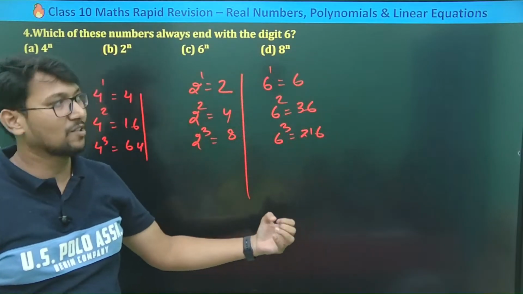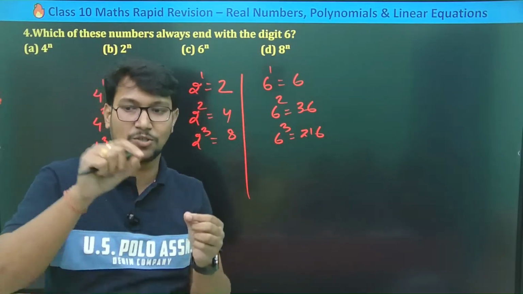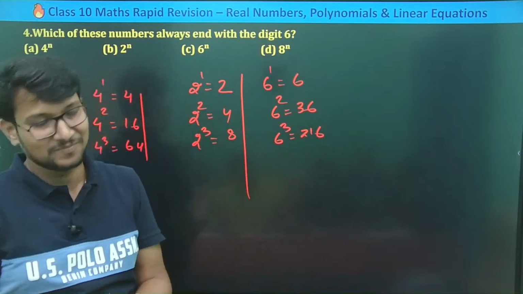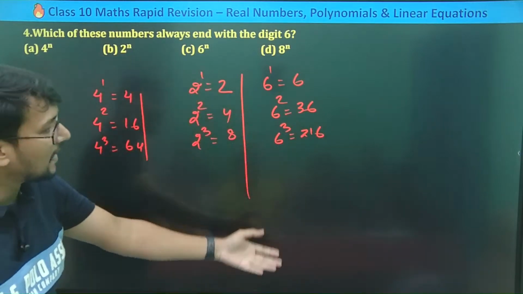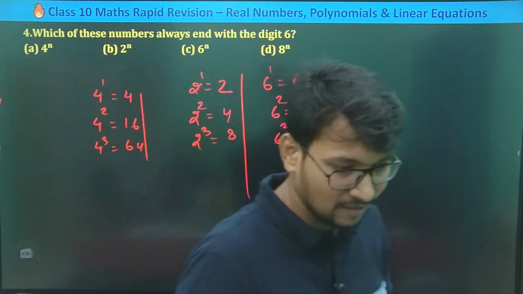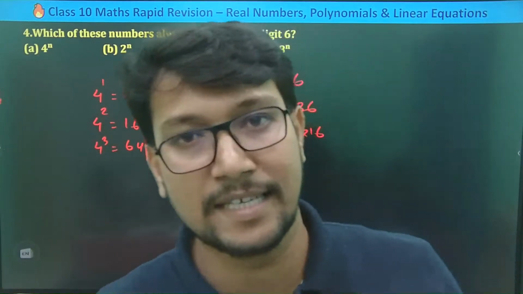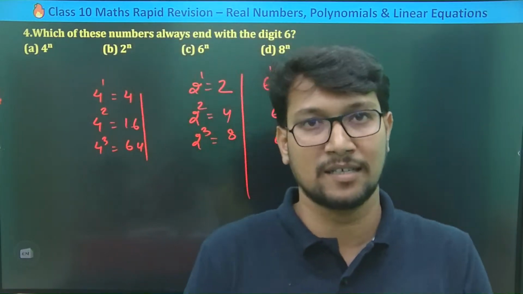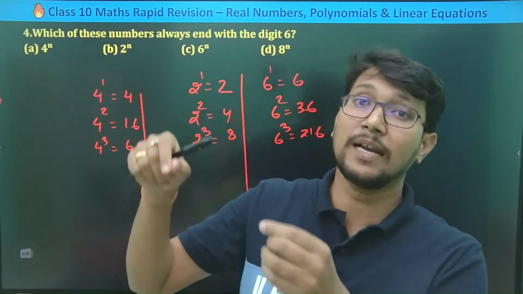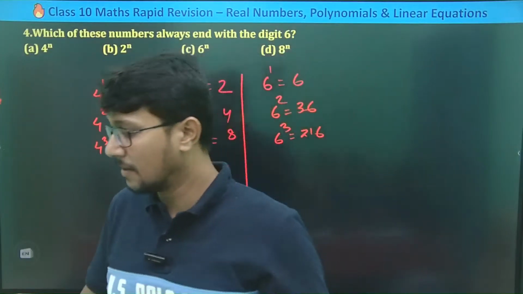Are you clear? So you know 6 to the power n never ends with 0. But this is somehow a tricky question, right? So 6 to the power n always ends with 6. Got it? Everyone, tell me, why does 6 to the power n always end with 6? You can write that 6 to the power n never ends with 0. But which one ends with 0? That's why this is a tricky question.